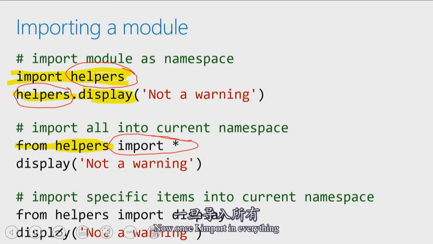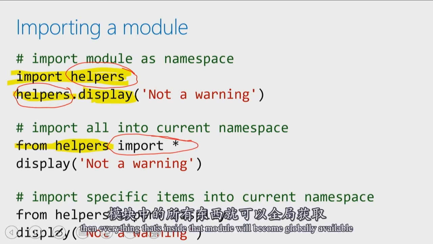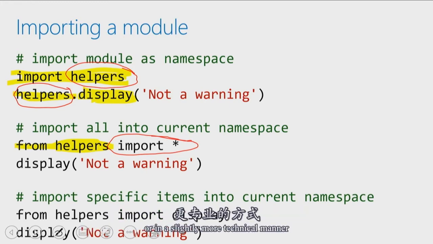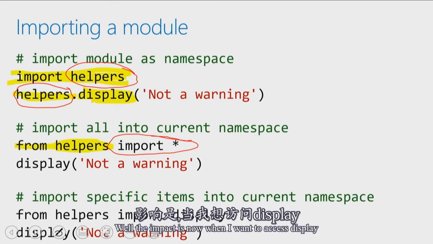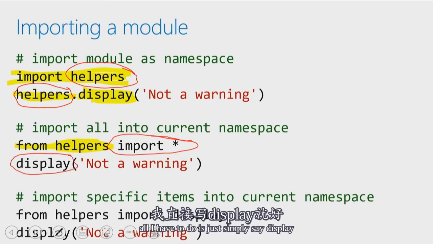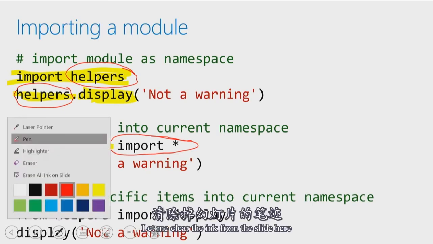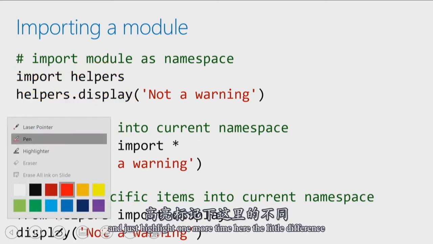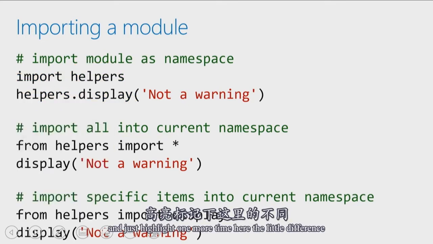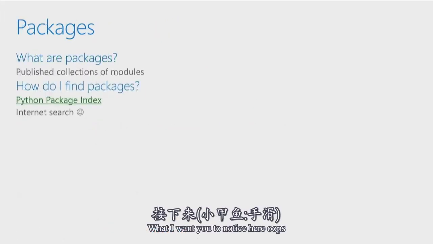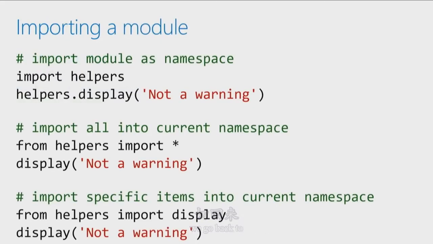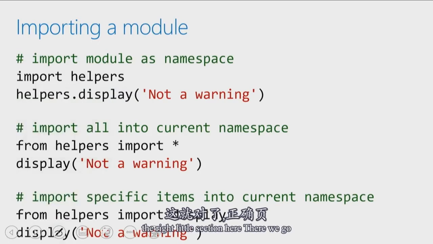Now, once I import everything, then everything that's inside that module will become globally available. Or in a slightly more technical manner, it will then be imported into the current namespace. What's the impact? Well, the impact is now when I want to access display, all I have to do is just simply say display. Let me clear the ink from the slide here and just highlight one more time the little difference.